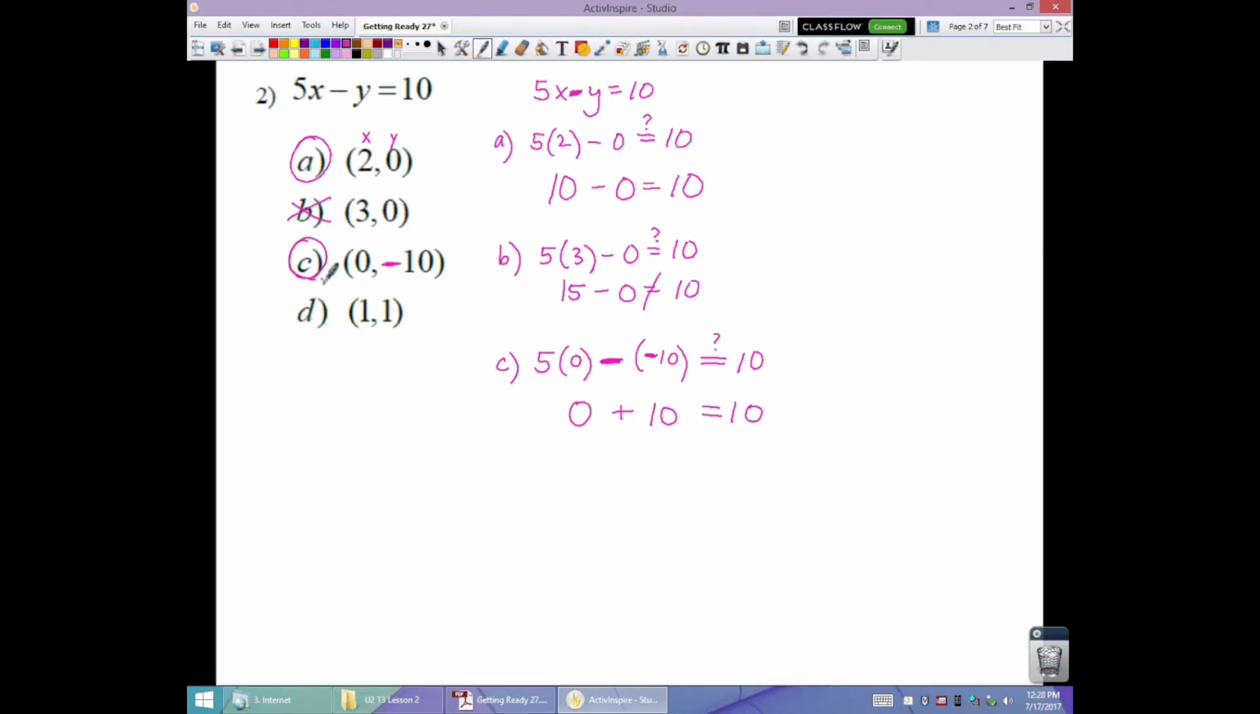And yes, it does. And lastly, choice D, if we substitute 1 for x and 1 for y, does that equal 10? 5 times 1 is 5, minus 1, no, that does not equal 10. So again, we had two answers, two solutions here, A and C.